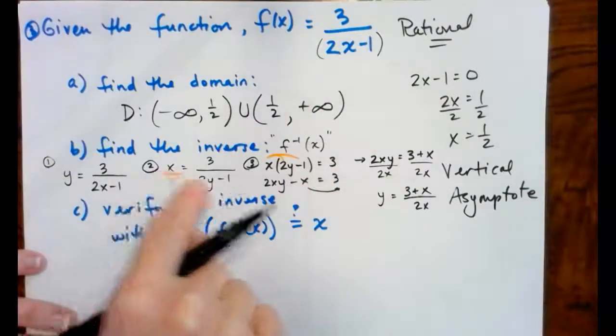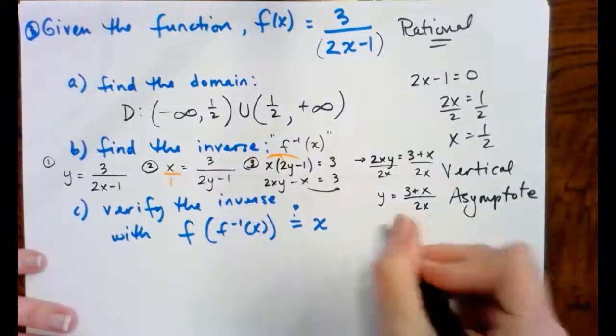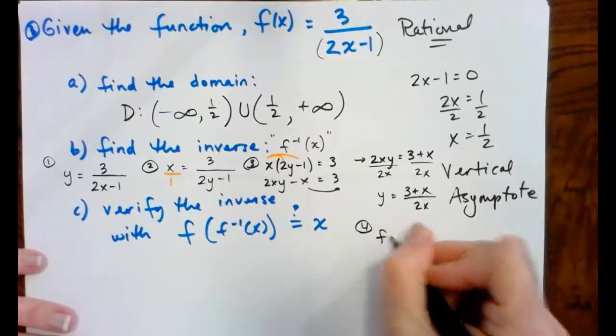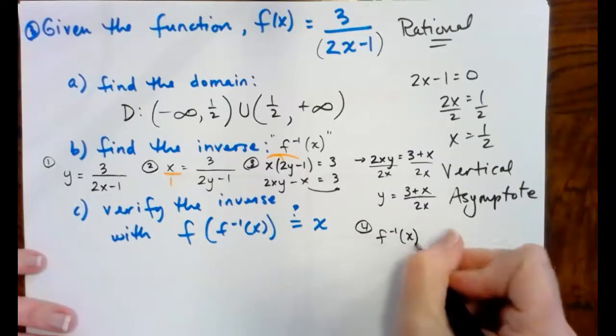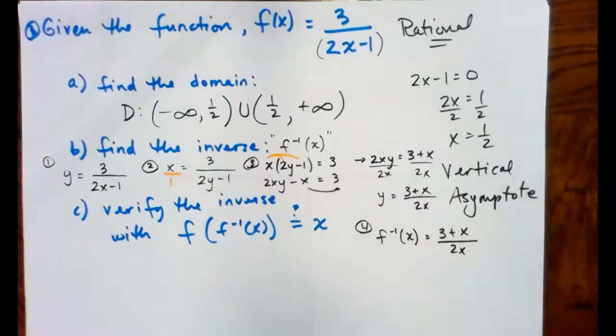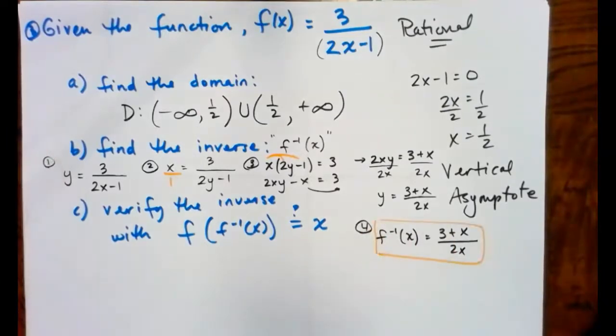Step 2, flip the x and the y. Step 3, solve for y. And here's step 4. Step 4 is to write it using inverse notation. So f inverse of x equals (3 plus x) over 2x. So here is the actual inverse.